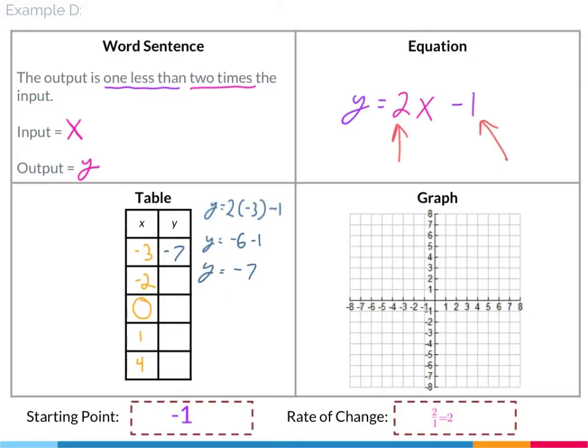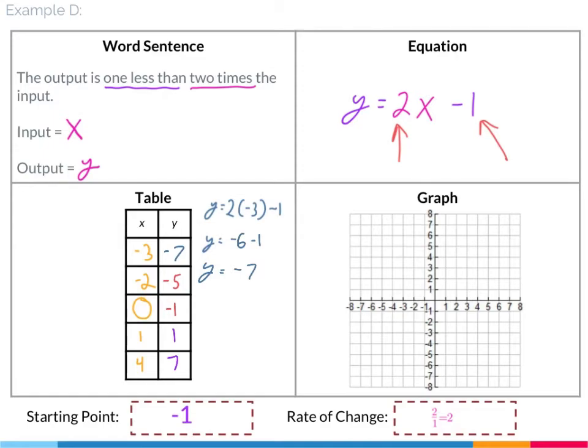So -2 times 2 is -4. -4 minus 1 is -5. Now this works if you know your integer rules. If you don't know your integer rules, make sure that you plug them in. 0 times 2 is 0. 0 minus 1 is negative 1. 1 times 2 is 2. 2 minus 1 is 1. 4 times 2 is 8. 8 minus 1 is 7.